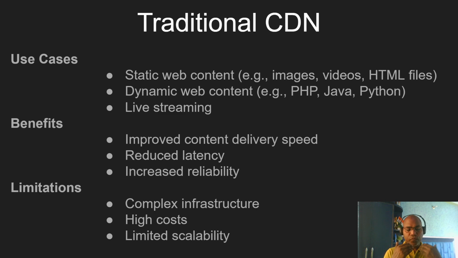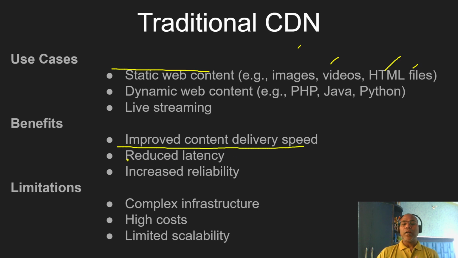Let's talk about the traditional CDN first. It serves any static web content, maybe images, video, photos, files, or any kind of dynamic content as well as dynamic web applications. Some applications also use the CDN for live streaming. These are all different use cases where traditional CDNs fit. And what benefit can you get? Improved content delivery speed, reduced latency, and increased reliability.